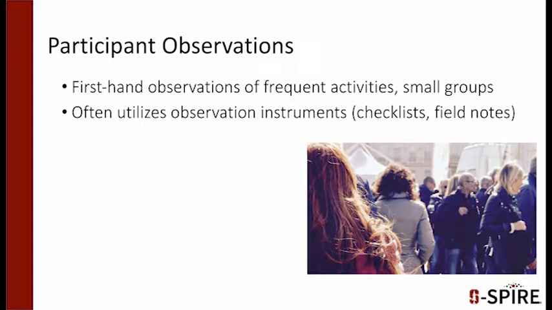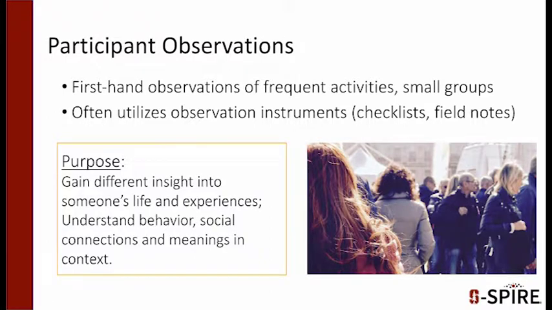Additionally, you may want to choose to do participant observations. These can be first-hand observations of activities in a small or large group. They often utilize structured observation instruments such as checklists or field notes. What observations allow you to do is gain different insight into someone's life and experiences, something that you can see rather than hear in terms of what is happening for the participant. You can understand behavior, social connections, and meanings within a particular context.